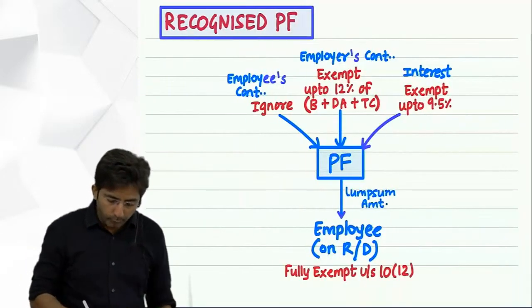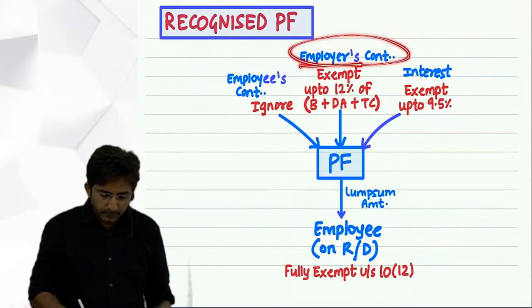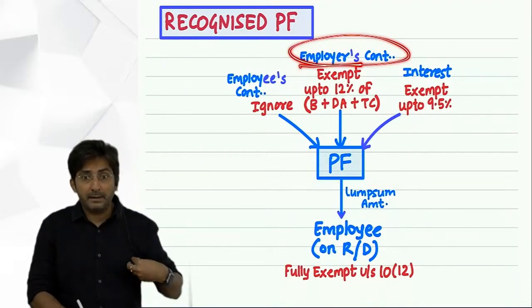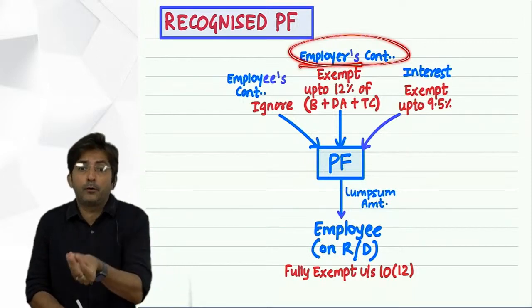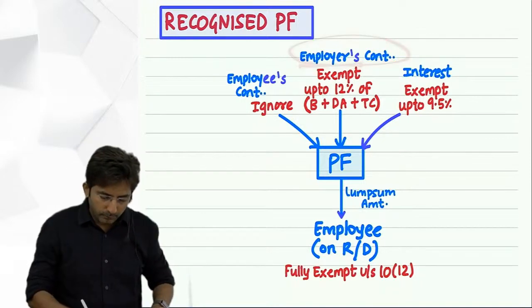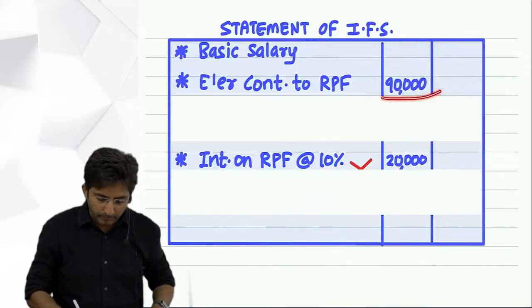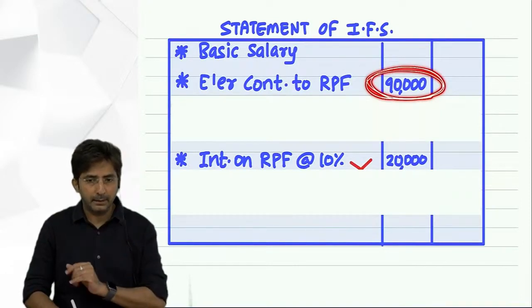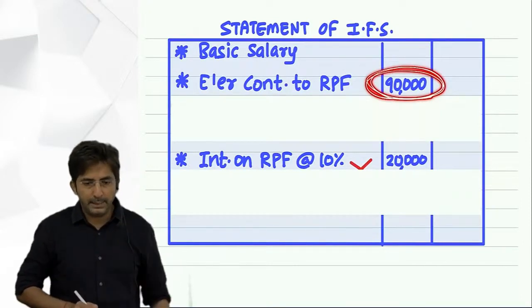Then what will you do with the employer's contribution? This you will record separately, because this is a separate thing which the employer is contributing for you over and above your salary. So first I will write it in the inner column. Whenever it is exempt, you have to first write it in the inner column. And then what will you do? Tell me, less.